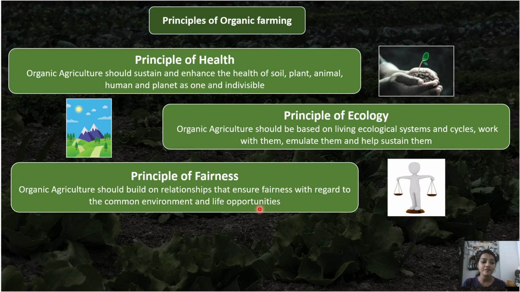For example, in organic farming, we are producing good healthy organic products, right? We are producing organic vegetables, organic fruits. Whatever we produce should be actually organically produced, it should be fairly produced, so that the price the customers are paying is actually worth it to them, right? So that is the principle of fairness.